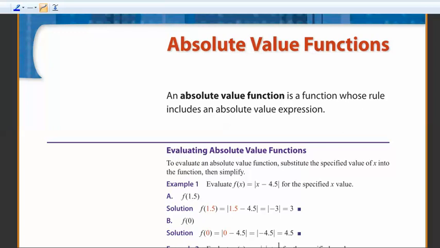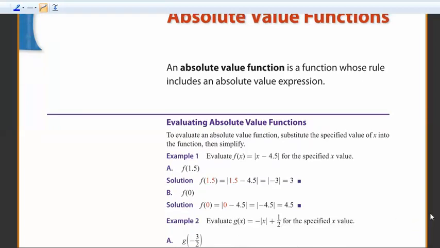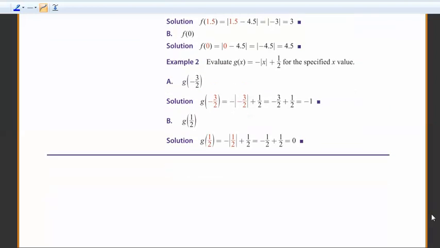Let's talk about absolute value functions, today's lesson, right? We had a discussion in class about what an absolute value function is. If you remember, if you have an absolute value expression in it, that will definitely make an absolute value function. And we use example 1 from your manual.